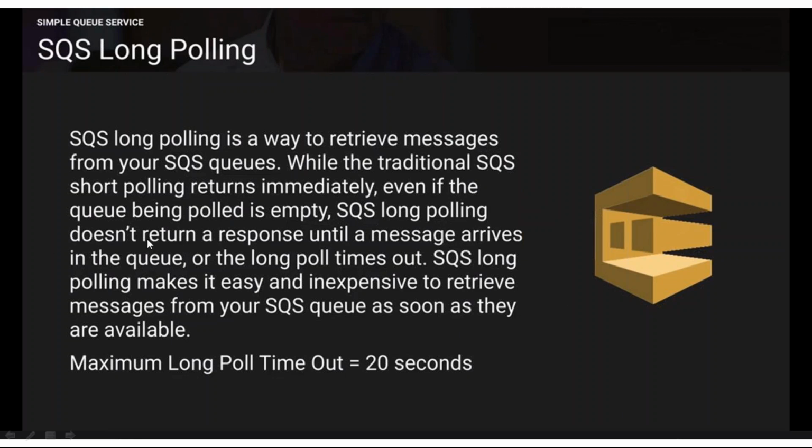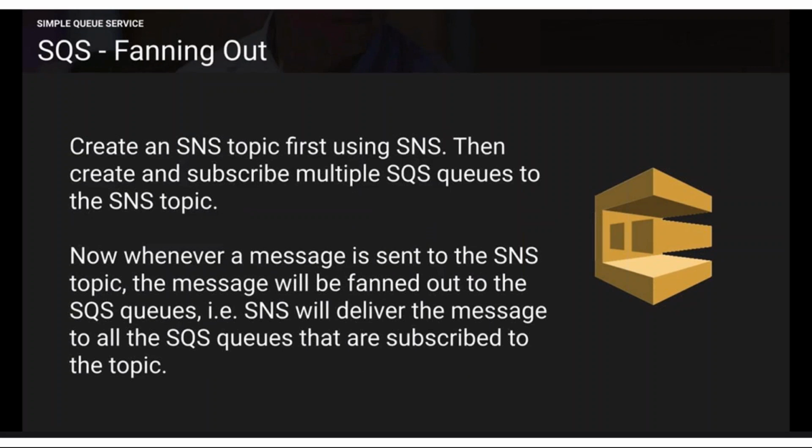So SQS long polling doesn't return a response until a message arrives in the queue or the long poll times out. And long polling makes it easy and inexpensive to retrieve the messages from the SQS queue as they are available. The maximum long poll timeout that can be set is 20 seconds. The SQS fanout is the last part which we are going to learn when we cover SNS, which is the next part of our topic, in tomorrow's session.